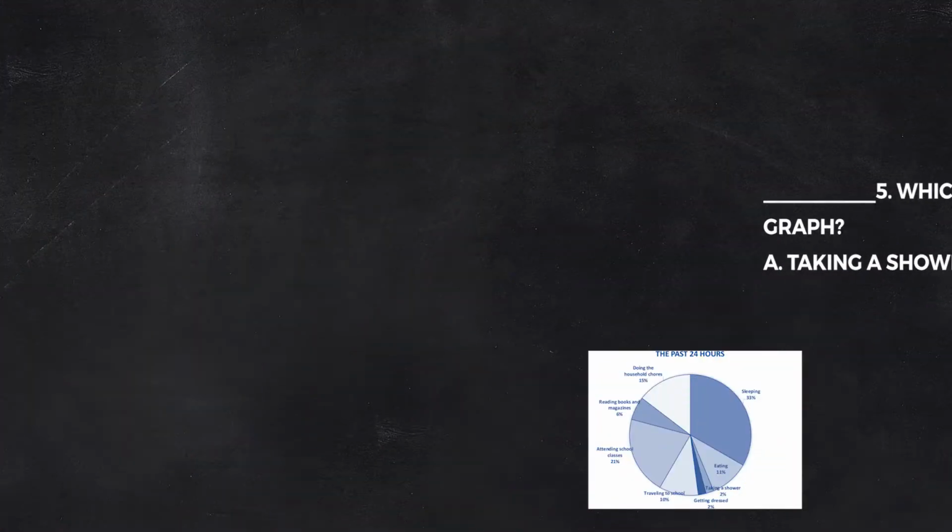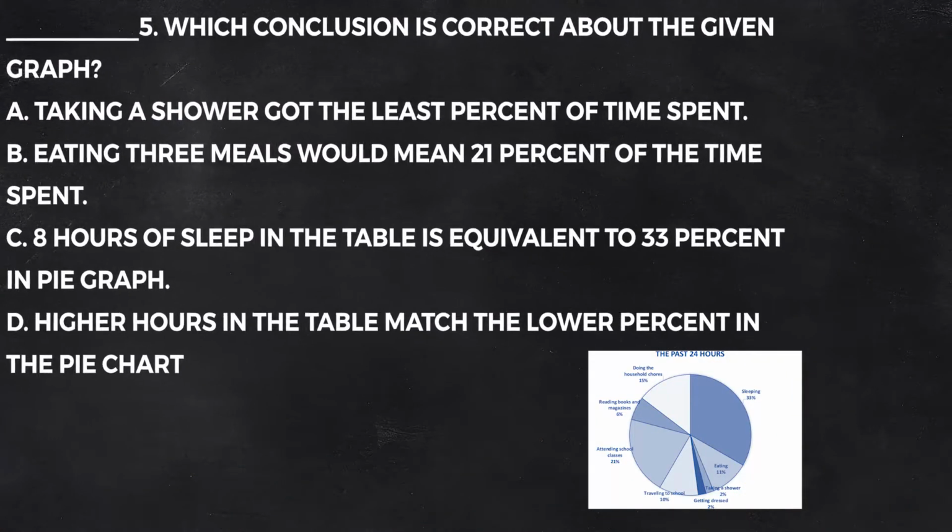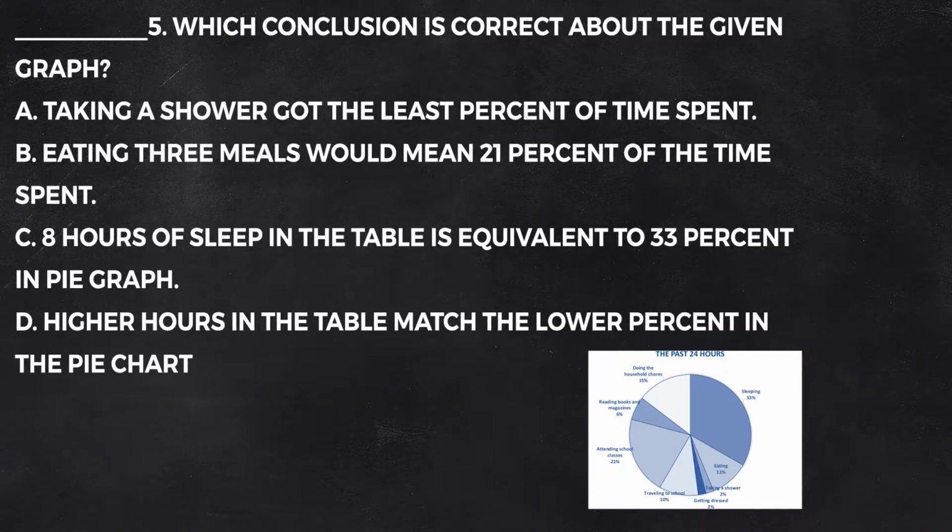For our last question, which conclusion is correct about the given graph? A, taking a shower got the least percent of time spent. Letter B, eating 3 meals would need 21% of the time spent. Letter C, 8 hours of sleep in the table is equivalent to 33% in pie graph. Or letter D, higher hours in the table match the lower percent in the pie chart.